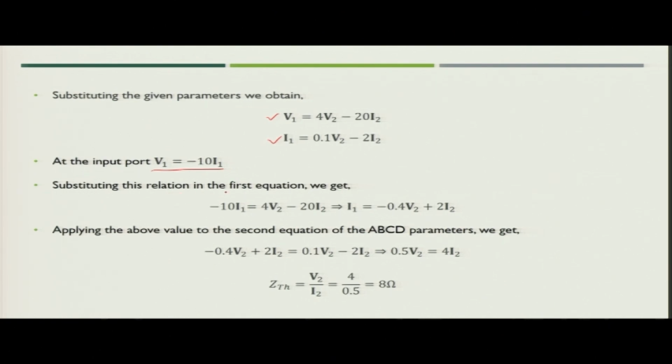If you substitute this relationship into the first equation, what we get? We get I1 equal to minus 0.4 V2 plus 2 I2. Now, applying this value to the second equation, if you set the value of I1 as minus 0.4 V2 plus 2 I2 in the second equation and simplify, you will get 0.5 V2 is equal to 4 I2. Now, you know that ZTH is nothing but V2 upon I2. So, with this you will simply get the value of Thevenin impedance, that is equal to 8 ohm.